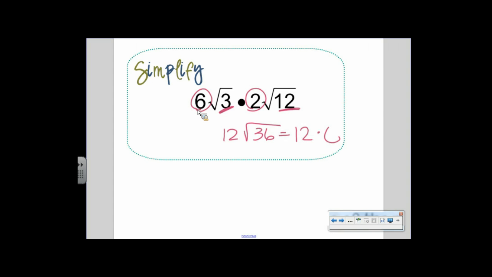You need to know your perfect squares because they show up a lot. So this is literally 12 times 6, because the square root of 36 is 6. No need to factor tree perfect squares. Don't ever factor tree a perfect square. And so you come up with 72 as your final answer. No radicals in your answer. 72 is the answer.